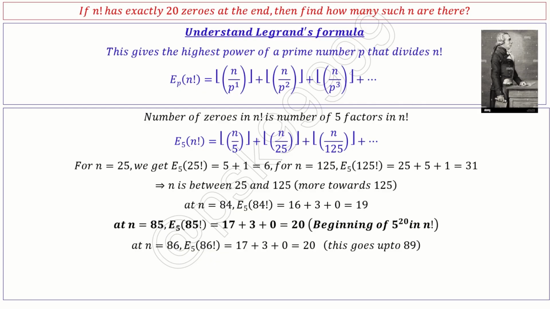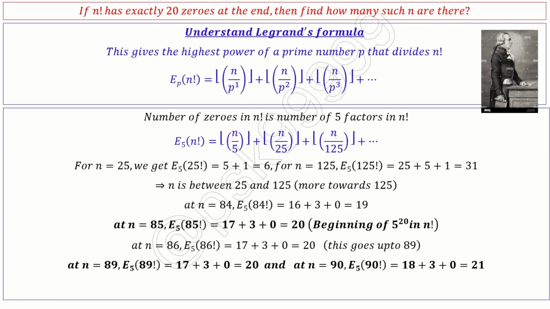Similarly, you can check 86 also will have 20, that is 17 plus 3 only. And 87, 88, 89 also will get 20 zeros. For n equal to 90, 90 factorial will have 90 by 5, which is 18, then 90 by 25, which is 3. So you will have 21 zeros, so this is not qualified. Which are the qualified ones? 85 to 89, that is 85, 86, 87, 88 and 89. That is a total of 5 such numbers which will have 20 zeros at the end of that factorial.